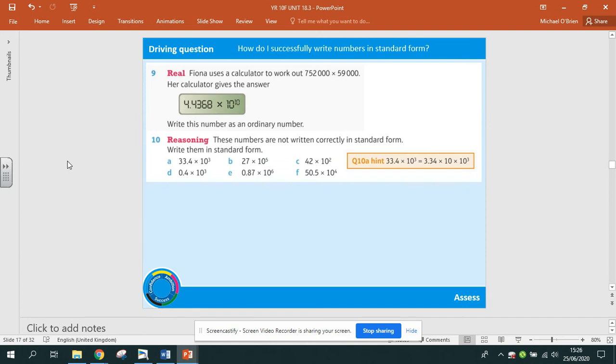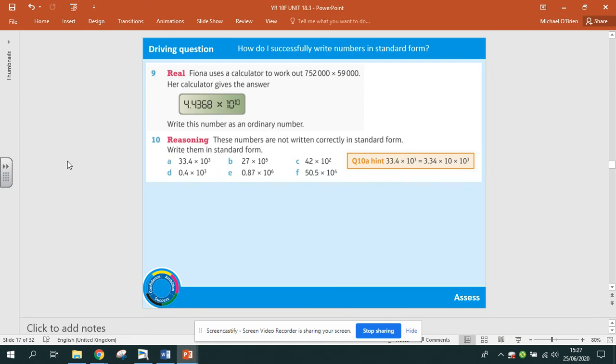Okay, two more questions for you to have a go at. One about looking at the calculator display, the other looking at numbers and saying, right, okay, they're not written properly, they're not written in standard form, what will we have to do to change them? And there is a hint. If you look at the hint, it says 33.4 times 10 to the 3. We know that's not right. It's not right because numbers in standard form must be between 1 and 10. They can't be as much as 10. There can be no number in the tens column. So we need to rewrite that as 3.34.